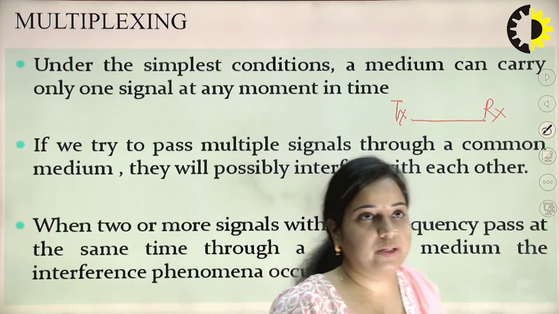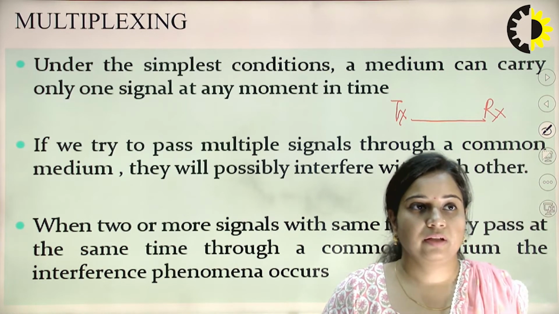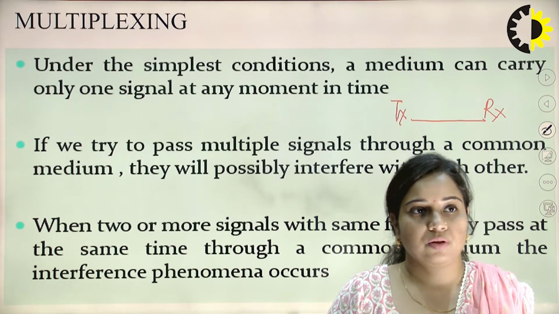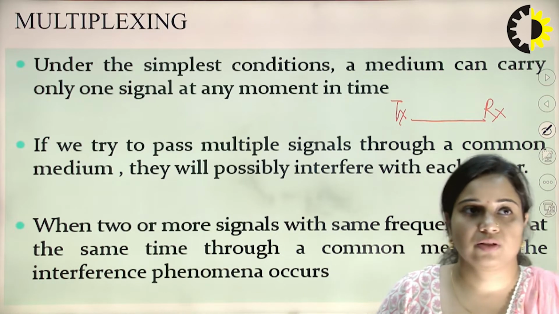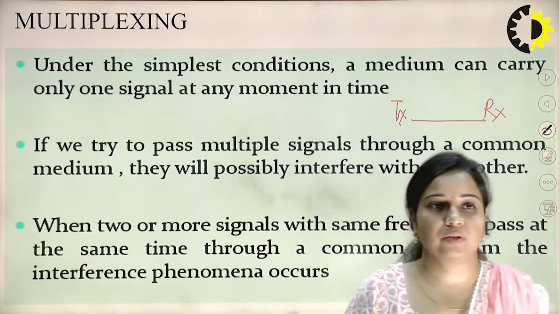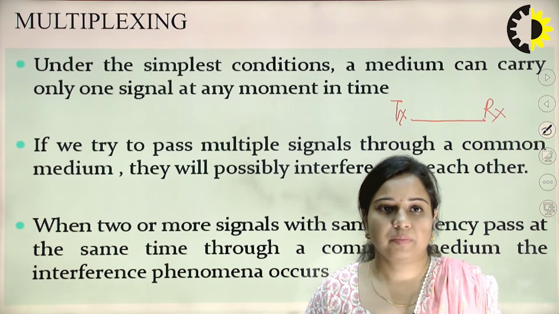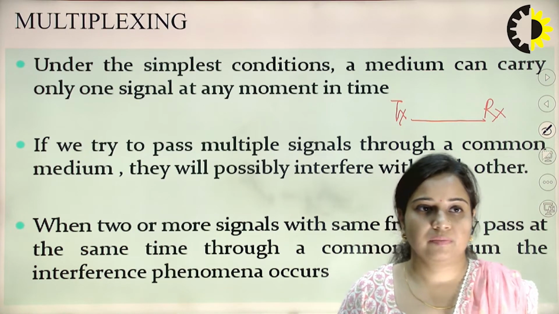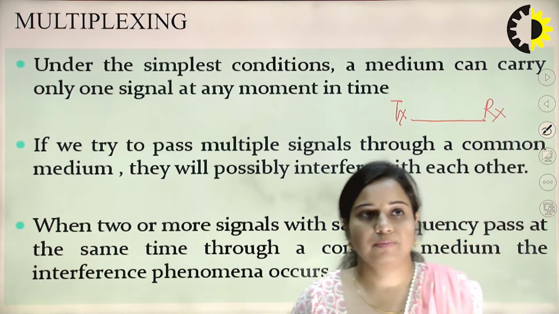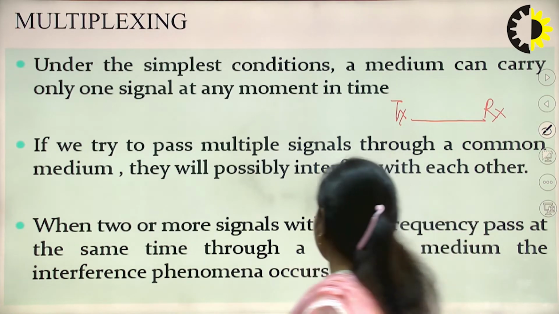But in case of multiplexing, more than one user, two or more users, can use a common channel. That is application specific, like the case that we are using in broadcasting. If we try to pass multiple signals through a common medium, then they will possibly interfere with each other. So, there is another problem that will occur whenever more than one user is using a common channel.